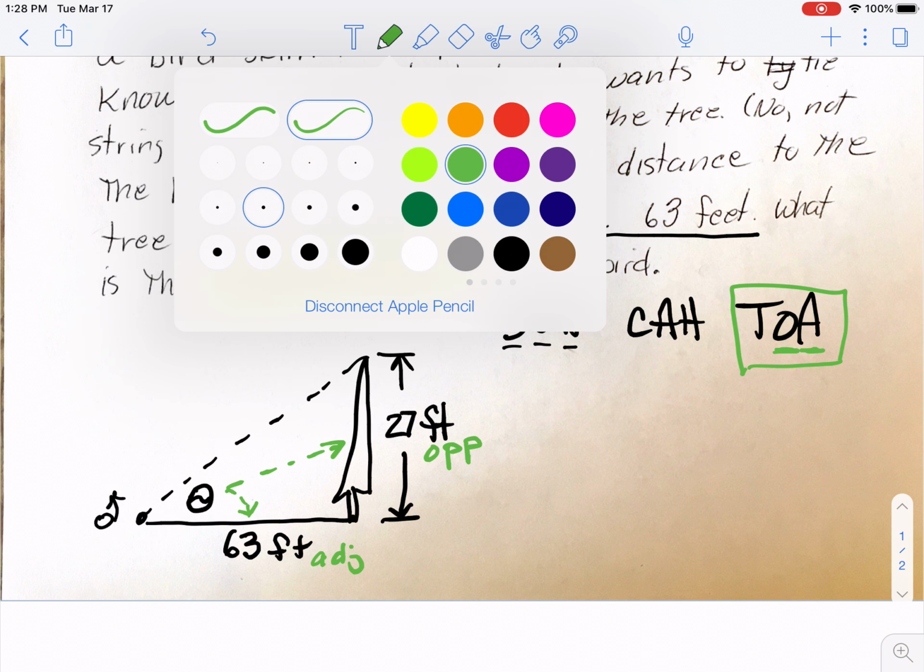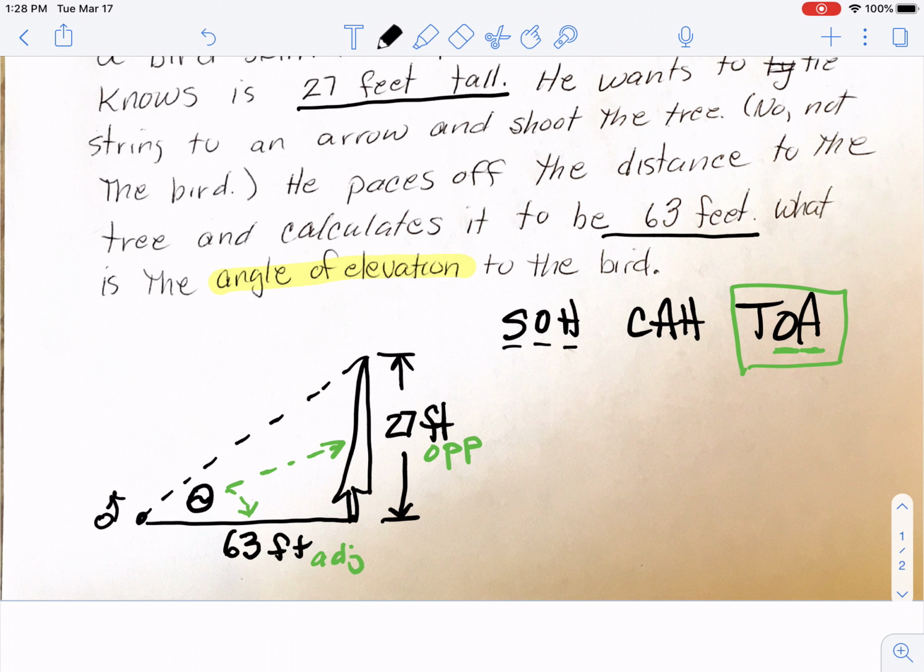So I'm going to start by writing my formula. Tangent theta, notice I didn't say tan, I said tangent, is opposite over adjacent. So your first step is write your formula. Second step, plug your numbers in.